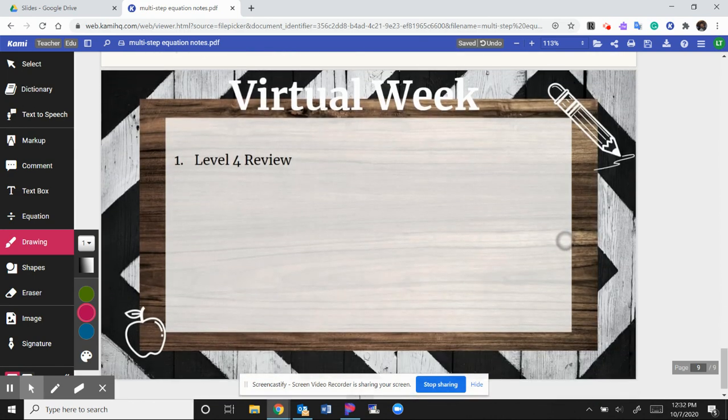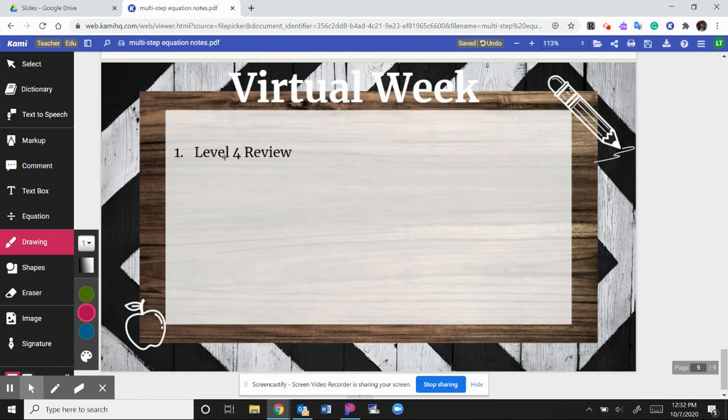Your job in your virtual time, which is posted as well, is the worksheet level 4 review. You can do the worksheet if you want. Please make sure you're writing on it if you're doing that, not using the typing feature, or you can do all of your work on a piece of paper, scan it, and then submit it.